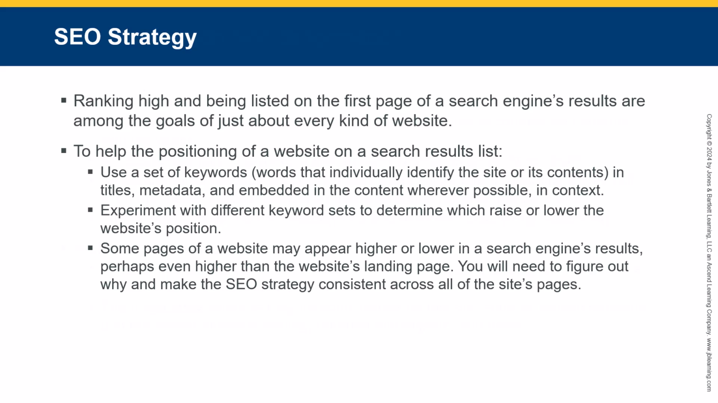After that, we have our SEO strategy, and that means getting our SEO up, so ranking high and being able to be listed on the first page of a search engine is a goal of commonly every website out there. To help position a website for search results, use a set of keywords and experiment with different keywords. Some pages of websites may appear higher or lower in the search engine results, perhaps even higher than your landing page. You need to figure out why and make the SEO strategy a little bit more compelling for your main landing page.